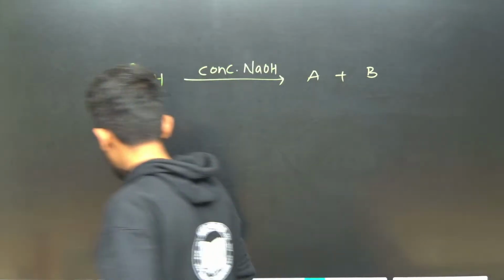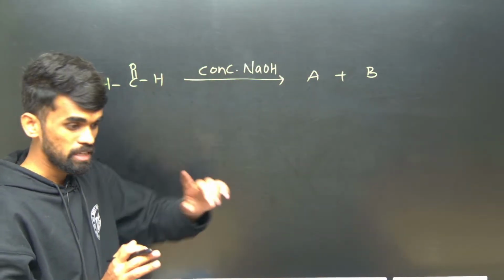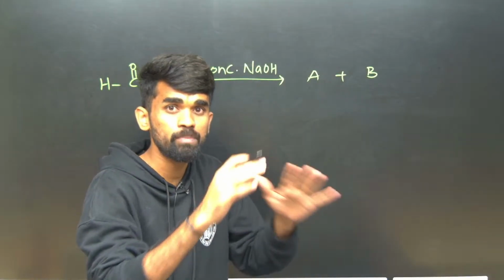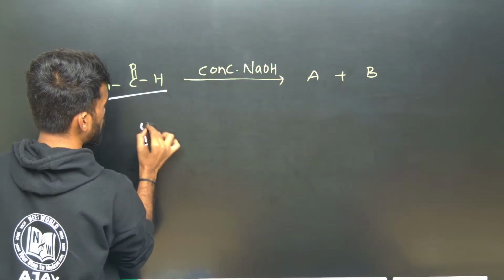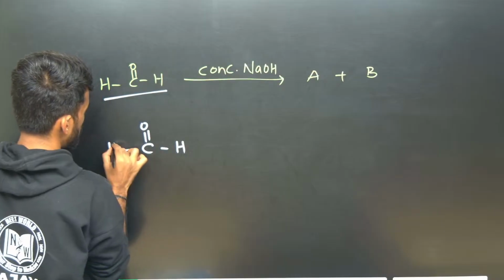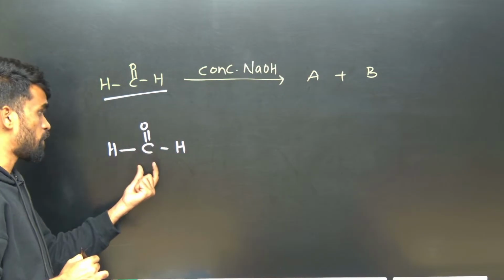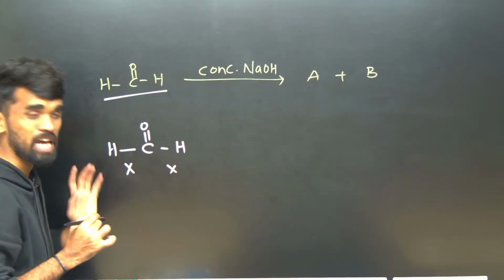See, in order to show the Cannizzaro reaction, there should not be any alpha hydrogens. In the previous case, aldol, there should be alpha hydrogens. Here there should not be any alpha hydrogens. The best example of a carbonyl compound without alpha hydrogen is formaldehyde. Consider those carbonyl compounds which do not have any alpha hydrogens.